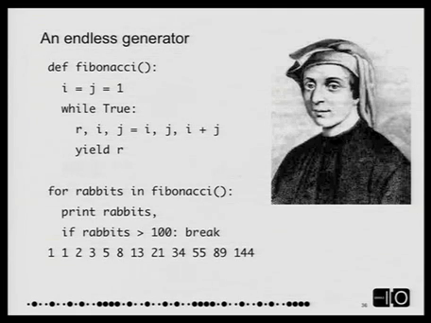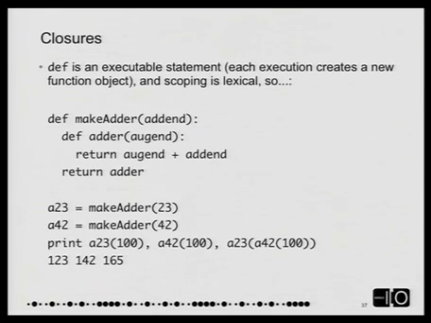So this is, as I mentioned, the purpose of the exercise: computing the number of rabbits born in a farm in a certain year. So for rabbits in Fibonacci, note we have to call it to get the iterator. We just print it with a comma to avoid breaking the line. And then we decide when to break. We break when we have more than 100 rabbits, because that's a large enough farm. And this is the result sequence.